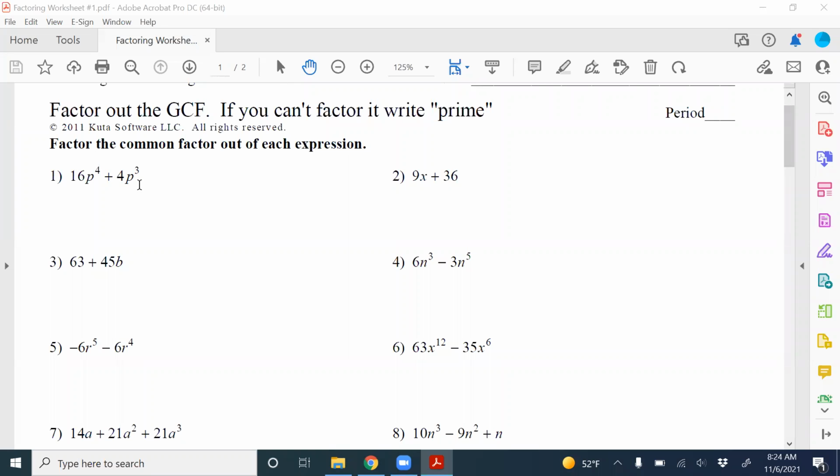Welcome to a video on factoring worksheet number 1 that discusses how to factor out GCF, or the greatest common factor, from multiple terms in a polynomial expression. There are 20 questions, and they're all on the first sheet, and the second sheet is just the answers. It does say that if you can't factor something, write prime. I'll tell you right now, all these are factorable, so prime won't be an option.